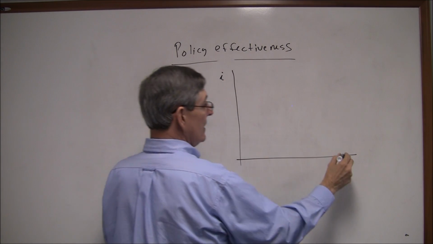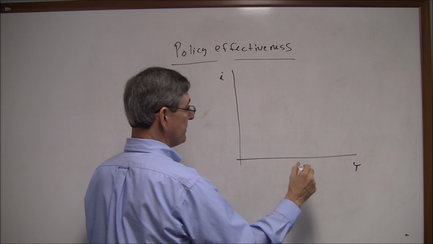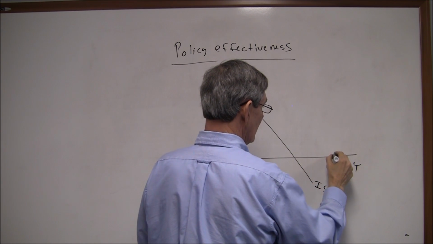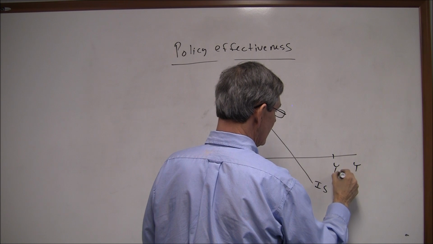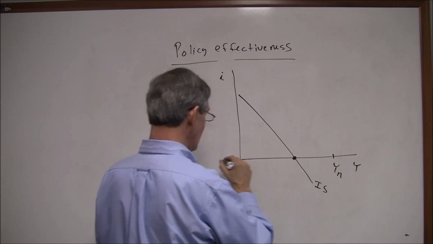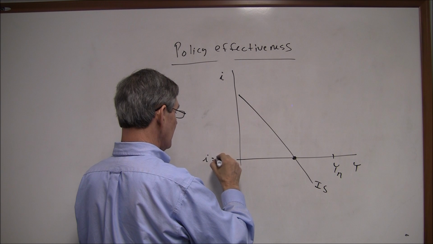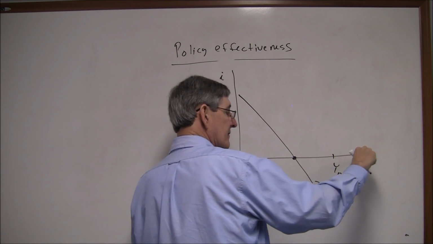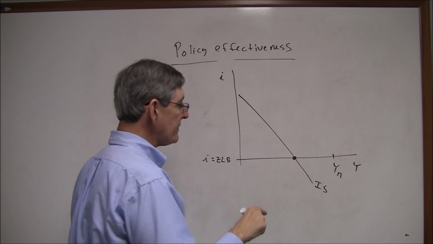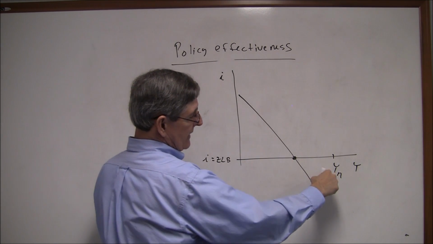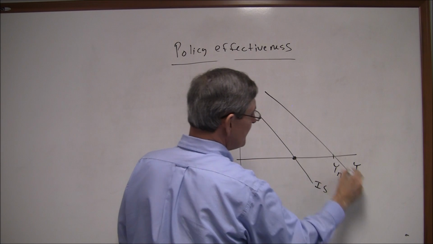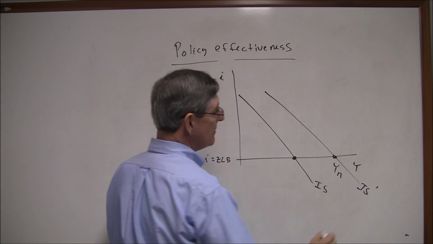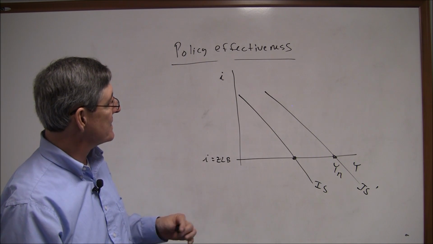All right, I, Y. So we've got this IS curve hitting here. Full employment is here. We're at this equilibrium. I is the zero lower bound at this point. So this is the LM curve along here. One way to get back to full employment is to use fiscal policy. You could cut taxes or increase government spending.